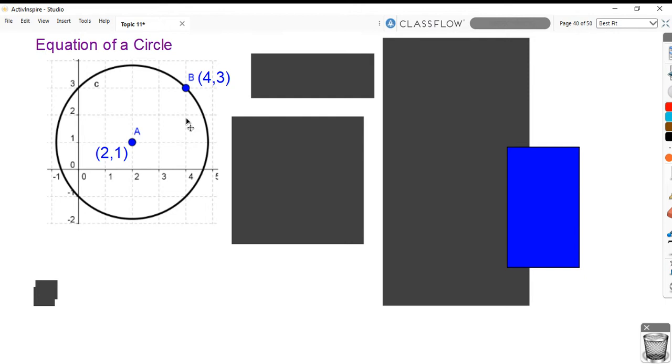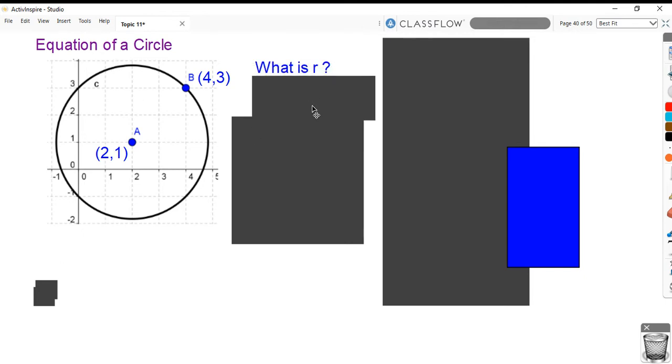And while you're doing that, I'm going to point out that A right here, that is the center of this circle, and B is a point that is on the circle. Okay, it's a point that is on the actual line that you draw when you draw a circle. So we ask this question: what is R?